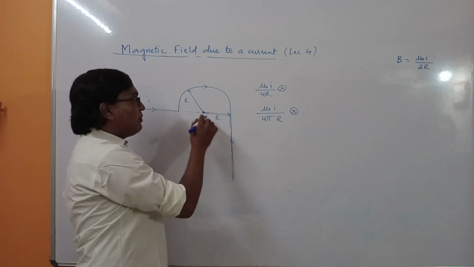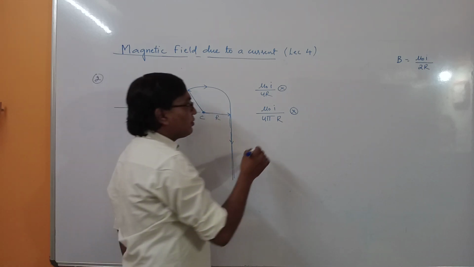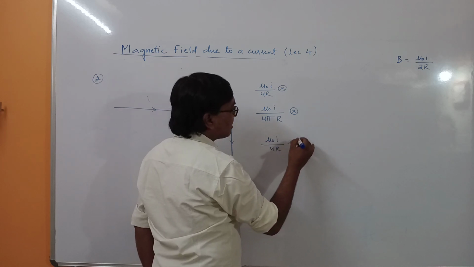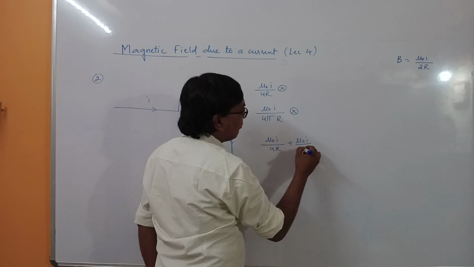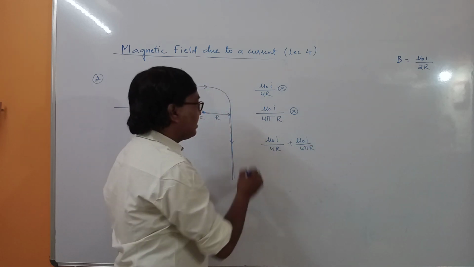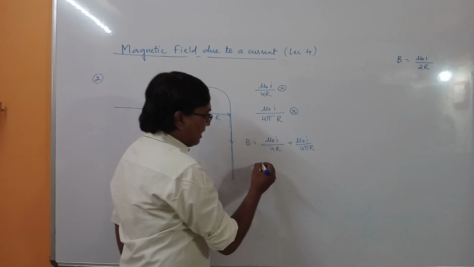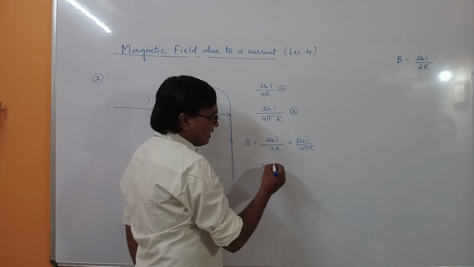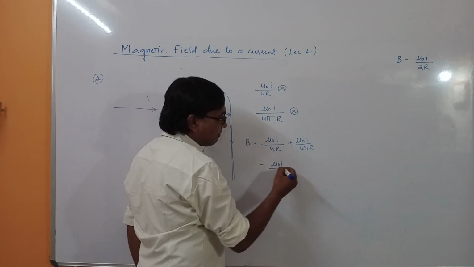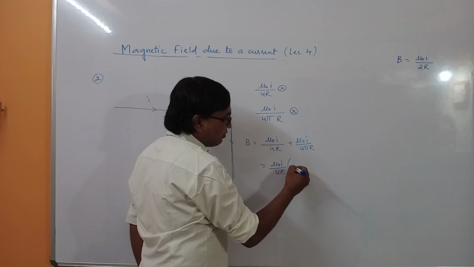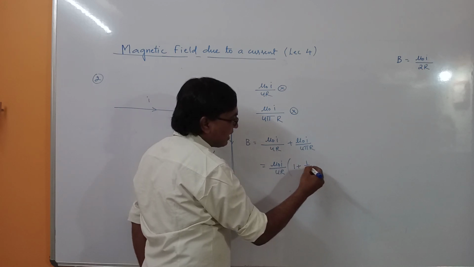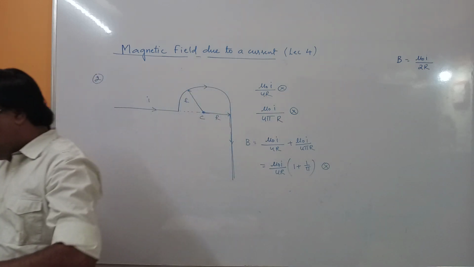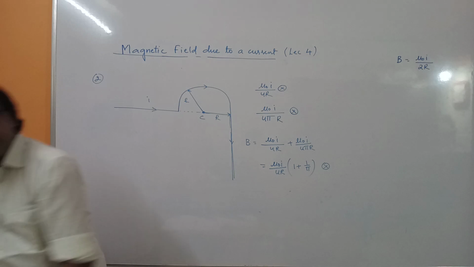Fine. So the total magnetic field at point C will be equal to mu naught I by 4R plus mu naught I by 4 pi R. Both are in the same direction. So this will be B. And we can take out the common terms in both the equations. So mu naught I by 4R into (1 plus 1 upon pi). And the direction is inside the board.